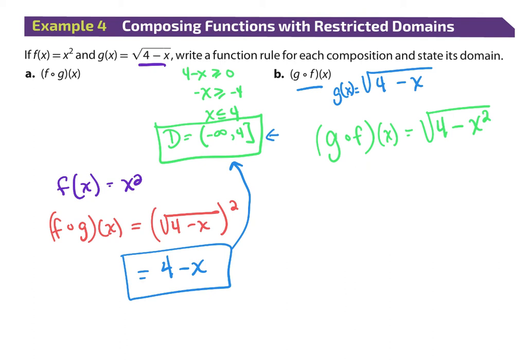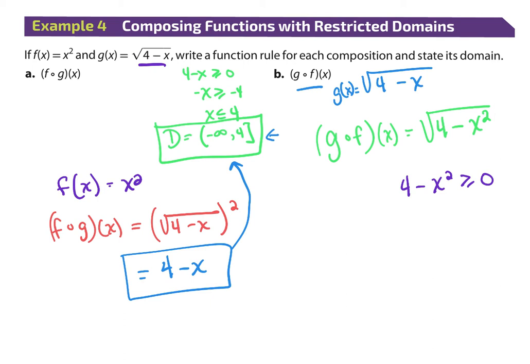Now I have another little problem here. I'm actually going to limit my domain even more here. So now, instead of just 4 minus x that can't be less than 0, now what can't be less than 0? 4 minus x squared cannot be less than 0. So this has to be greater than or equal to 0, right?